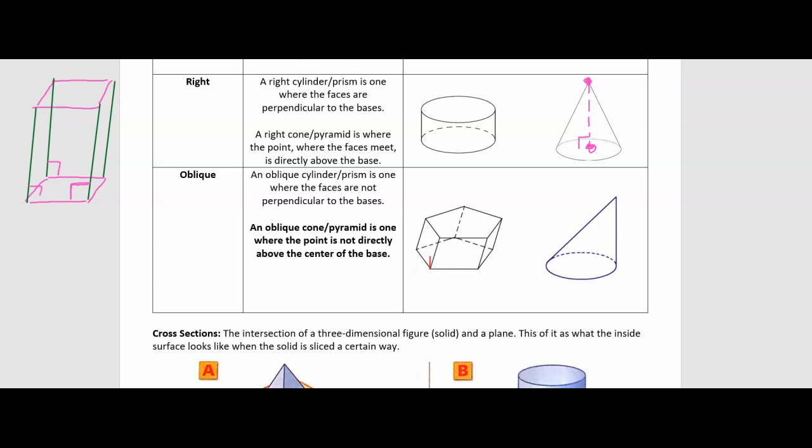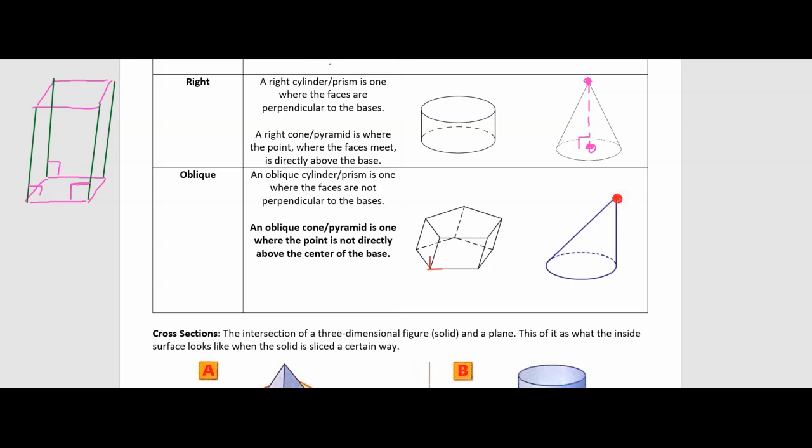The 90-degree angle would look like that, and we can clearly see that those faces do not make right angles with the bases. For a cone or a pyramid, all we look for is whether the point is somewhere off of the center.